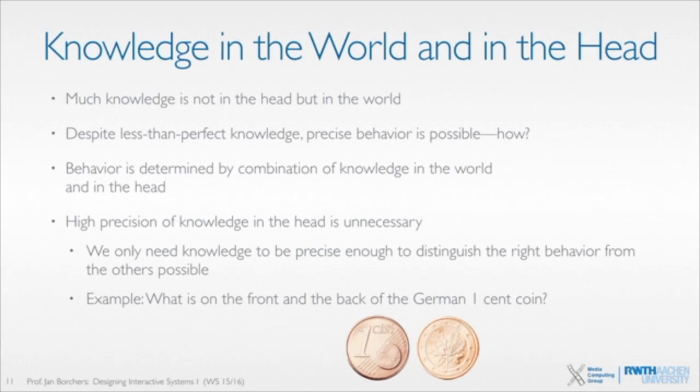So in the end, there's a lot of knowledge that's not in your head, but in the world. Despite the fact that we have less than perfect knowledge, we can behave in a very precise way. And the question we're asking here is, how is that possible? Knowledge in the world helps us do that, because our behavior is not determined simply by what we have in our head. We don't run on a robotic instruction set and do something without any feedback from the outside. We constantly pull in information from the outside and use it as a mix, world knowledge and knowledge in the head, to do something.